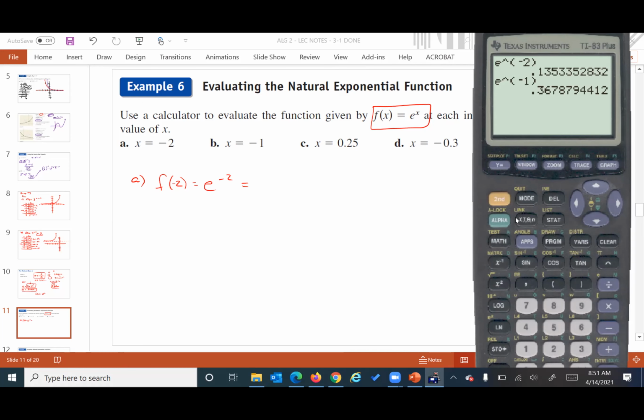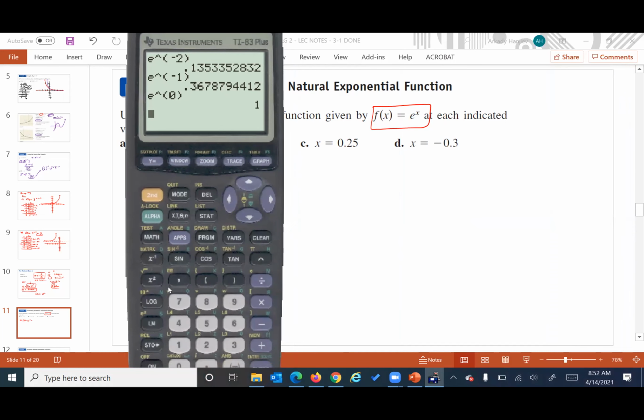How about this? Let's just do e to the 0. What's that going to give us? 1. Awesome. Any number to the 0 power is 1. So remember with exponents, we still have the same point that we had before, the point (0, 1). Even this one has a (0, 1) point on the graph.